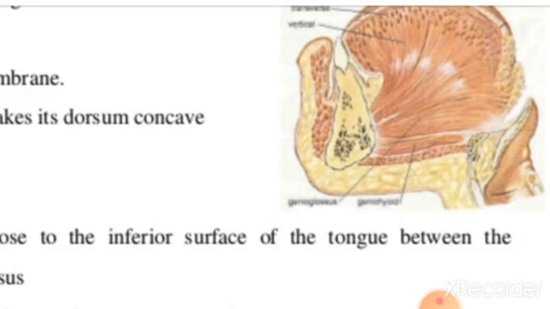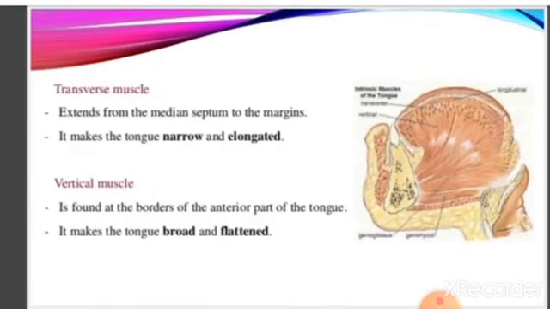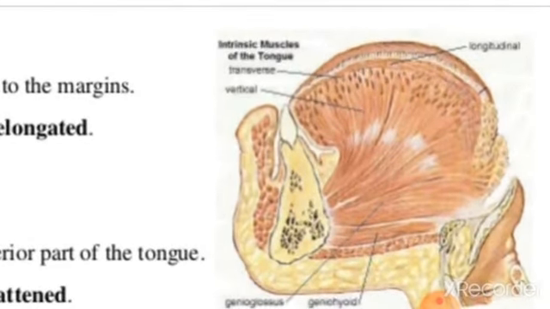Now, the transverse muscle extends from the median septum to the margins. It makes the tongue narrow and elongated. You can see the transverse, vertical and longitudinal muscles here, which are intrinsic muscles. When you bring the tongue outside your mouth, the transverse muscle will work.